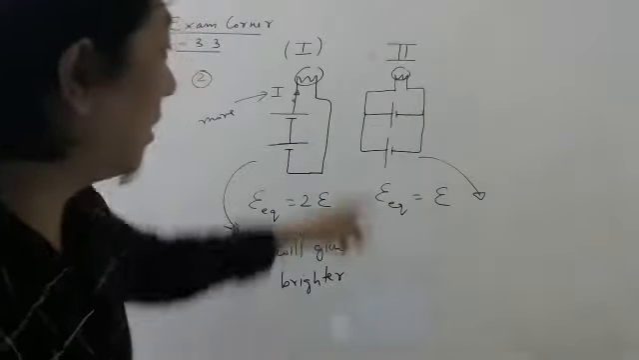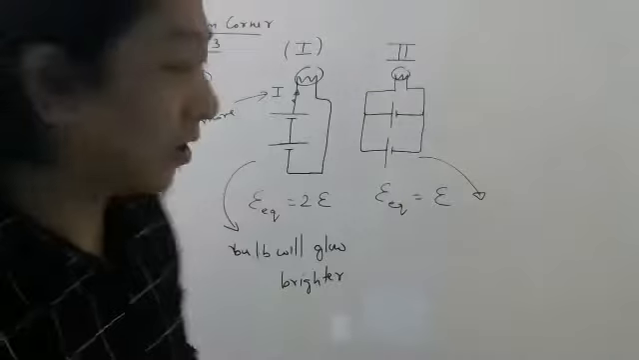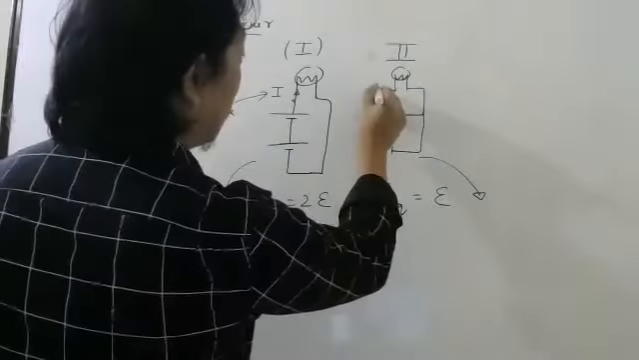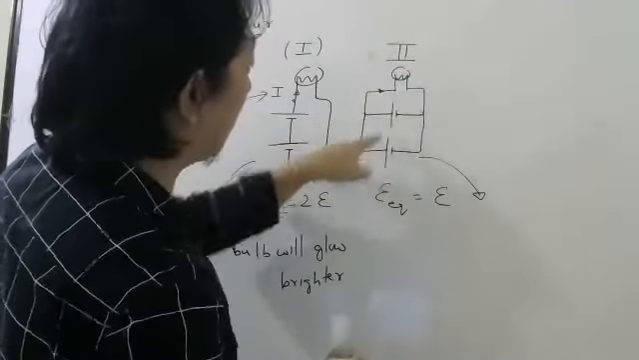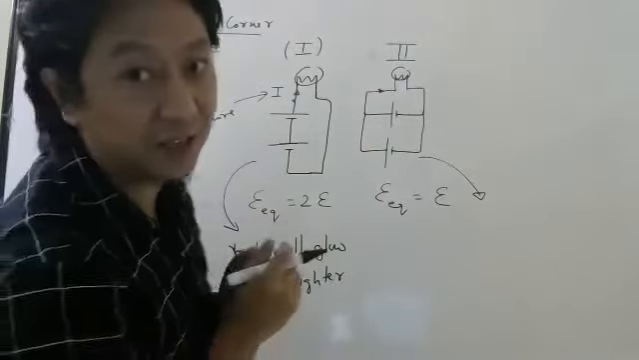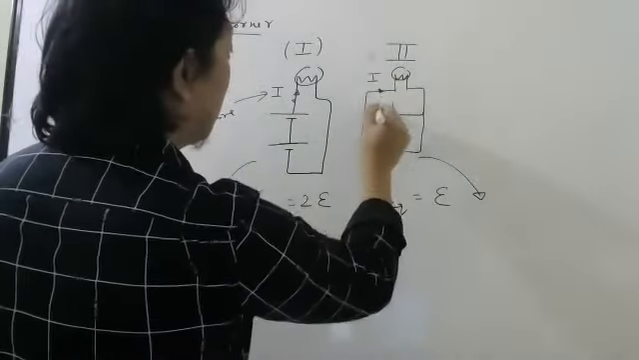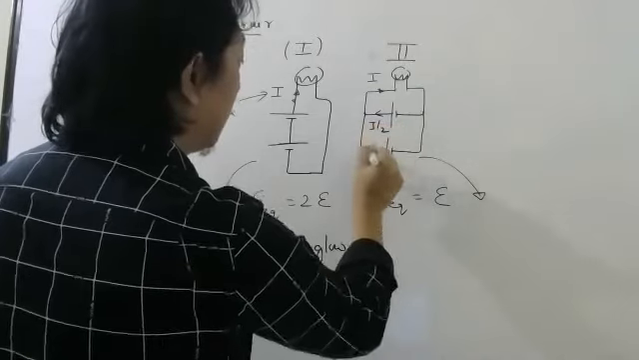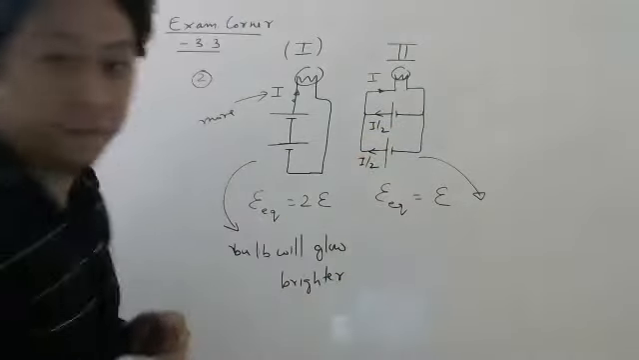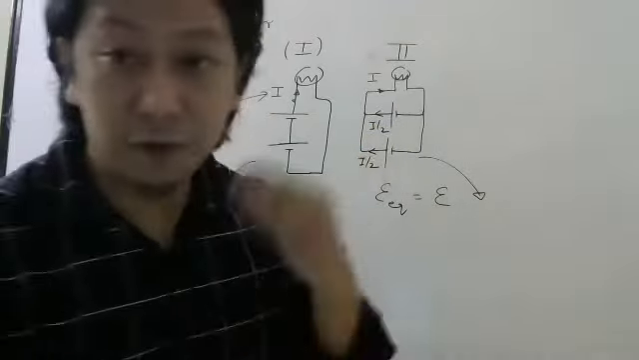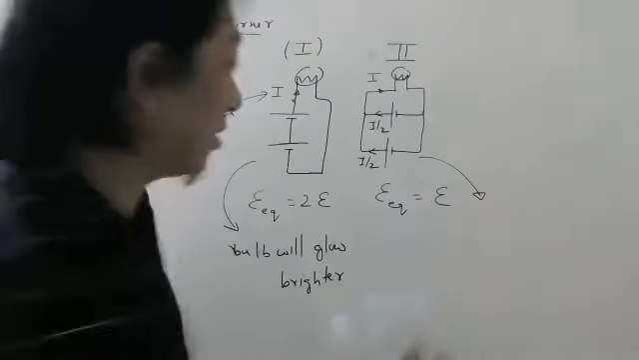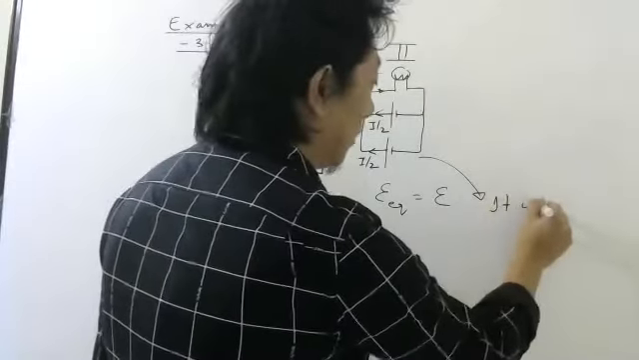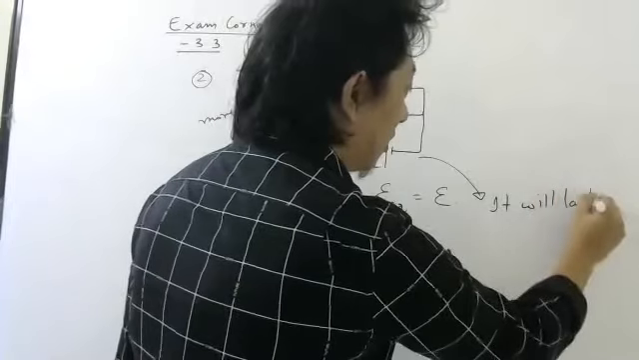Yeah, this will last longer, because whatever total current is flowing here, this battery has to provide half of that current. So if this is I here, this has to provide I by 2, and this has to provide I by 2. Since these batteries have to provide less current, it will last longer.